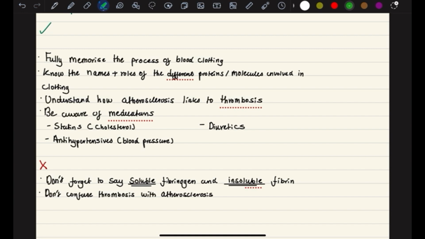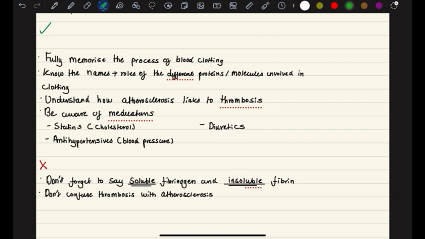Again, we're thinking atherosclerosis, if we have that increased blood pressure leading to damage to the artery, which is going to cause thrombosis, we always want to link those two together. So when you're revising, I'd go straight from atherosclerosis into thrombosis. I get both processes done at once. Yeah. I'd also say just have knowledge of the different medications that they use to treat cardiovascular disease.